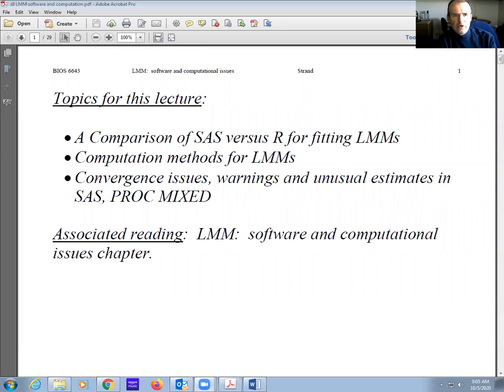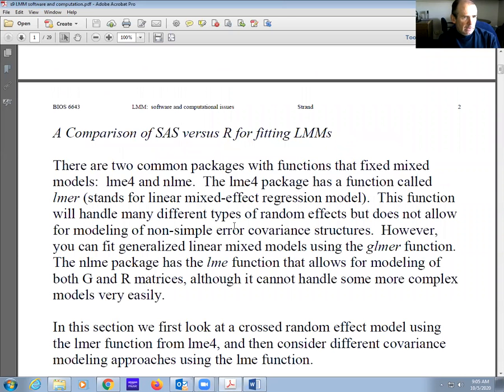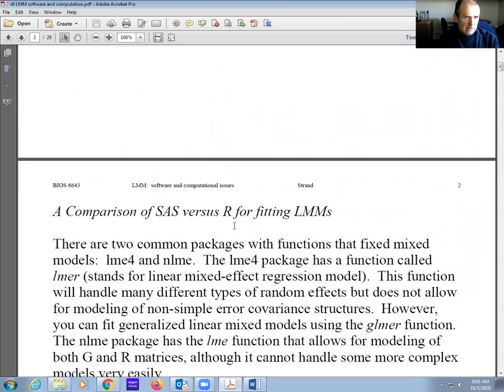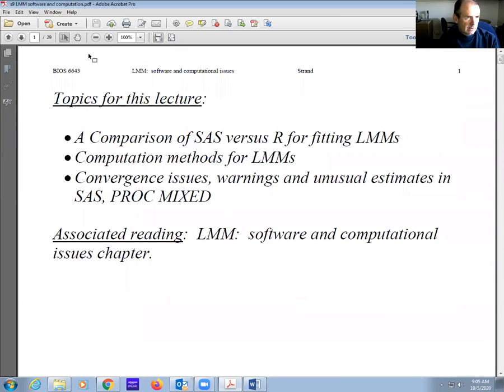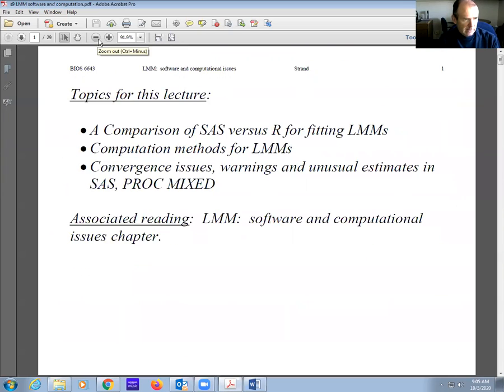If you are using R relative to SAS, so I am sharing this. Okay, let me just get this down to that size there.